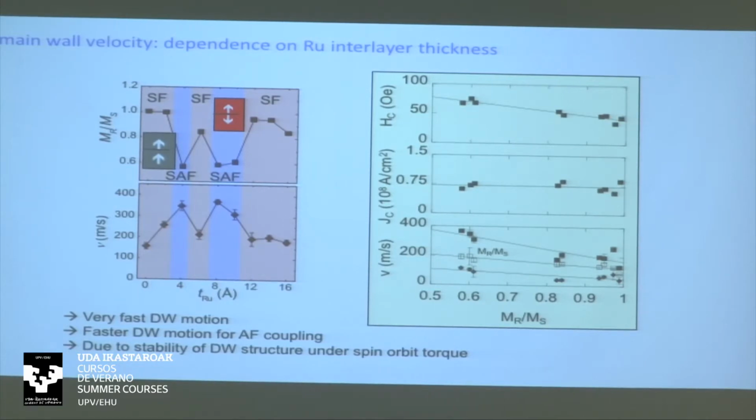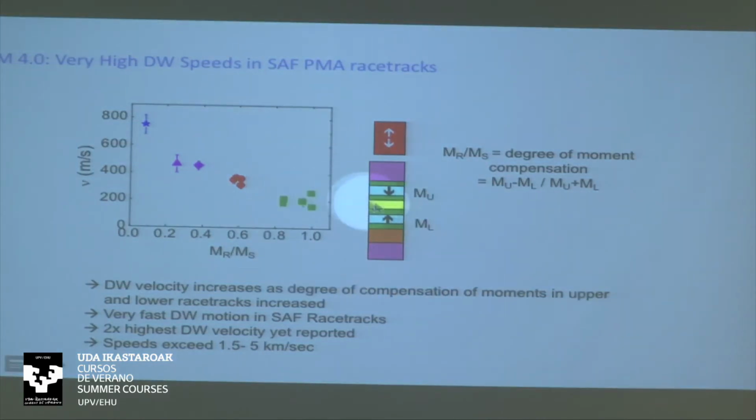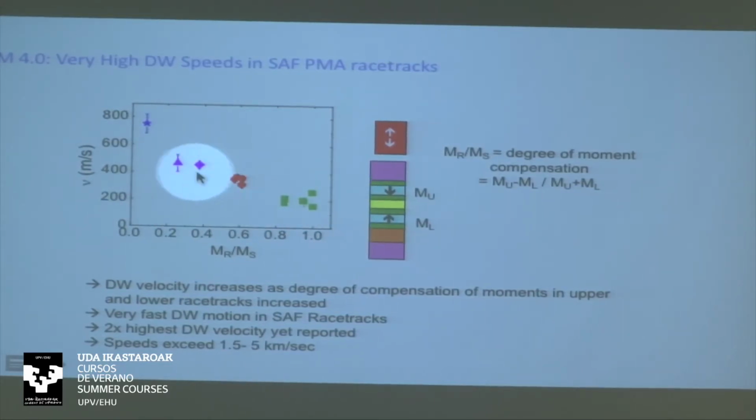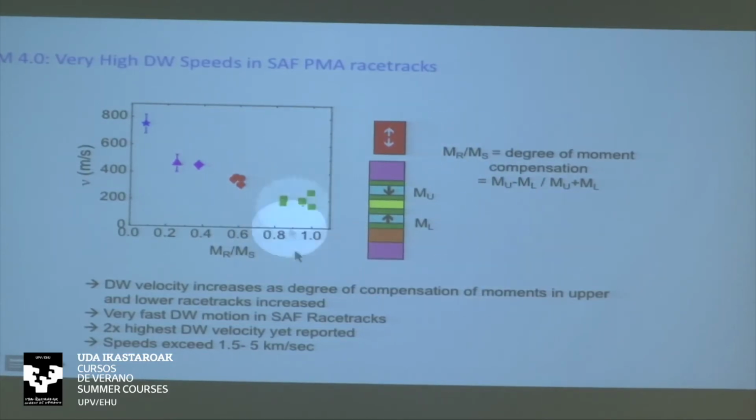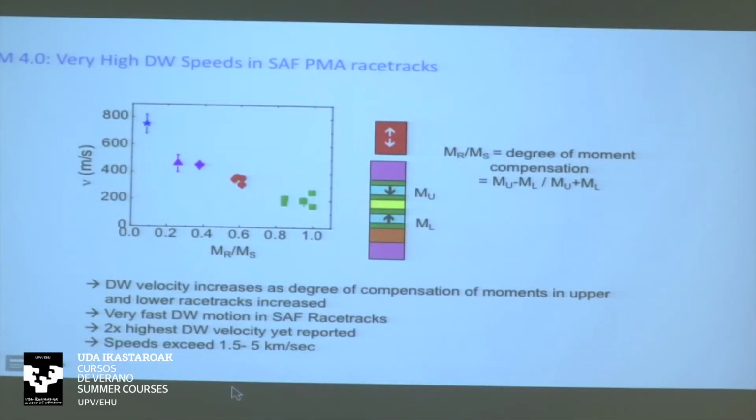And so technologically fantastic, this structure with no net magnetization actually enables the domain walls to move 5 times faster for the same current density than in the individual racetracks. And this is shown here. So we can tune the moment in the upper and lower racetracks simply by varying these cobalt and nickel thicknesses slightly. And then if it's ferromagnetic, you get this velocity, 200 meters per second. But as we reduce or compensate completely the magnetizations, then the velocity increases by a factor of 5, of the order of 1.5 to 5 kilometers per second.